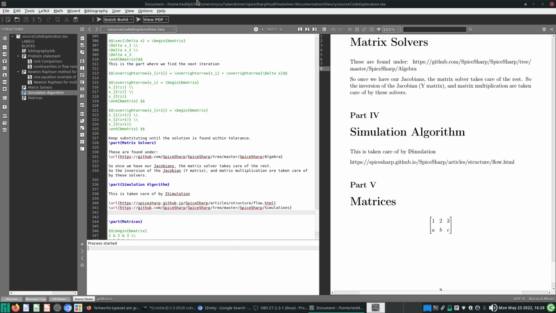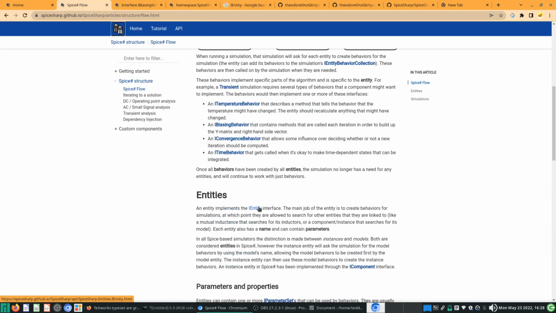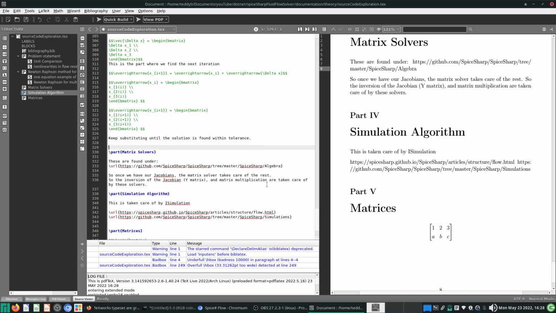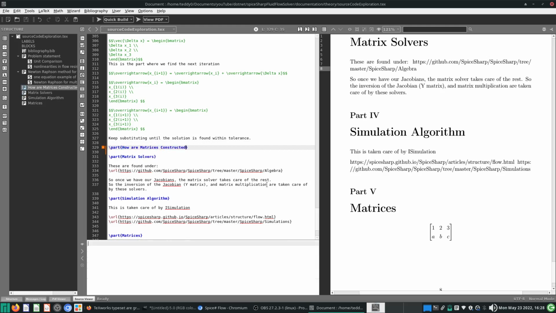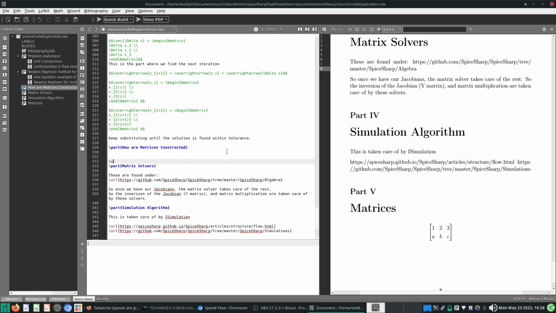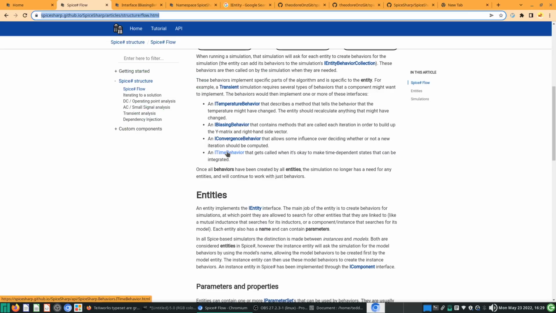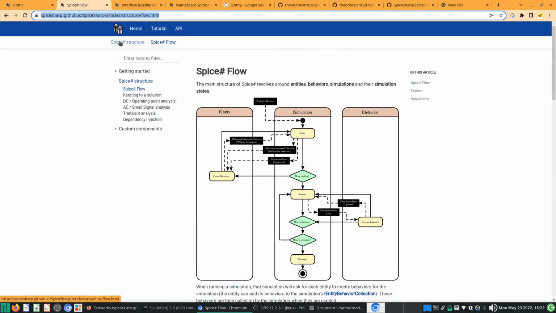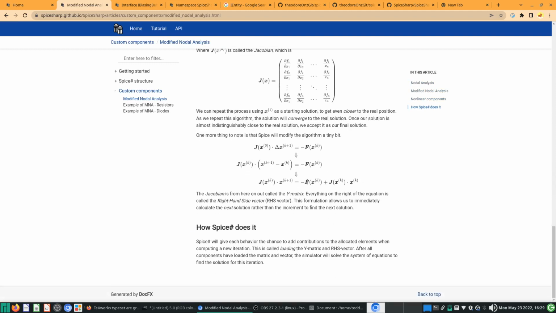Then most importantly, of course, how are the matrices constructed? I'll put the part here: how are matrices constructed? We can take a look at this structure and flow. We'll put the URL here, and the Y matrix, which is the Jacobian, and the RHS matrix. Where's the RHS matrix? Okay, the RHS matrix is all of these things here.